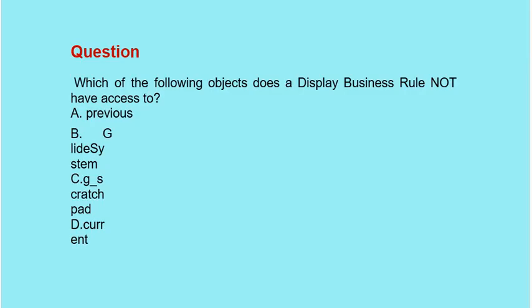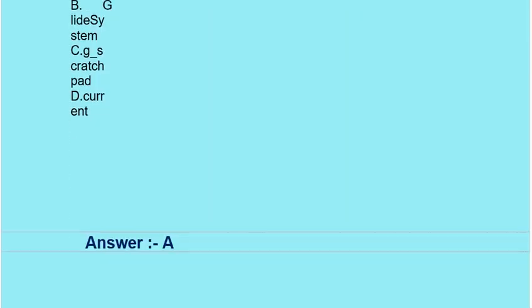Question is, which of the following objects does a display business rule not have access to? Option A, previous. Option B, glide system. Option C, g_scratchpad. Option D, current. Correct answer is option A.